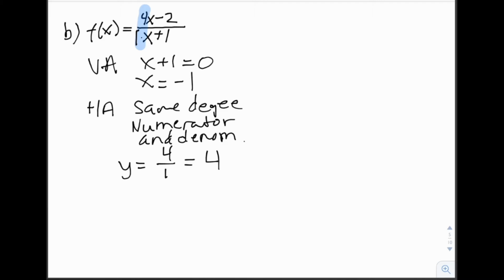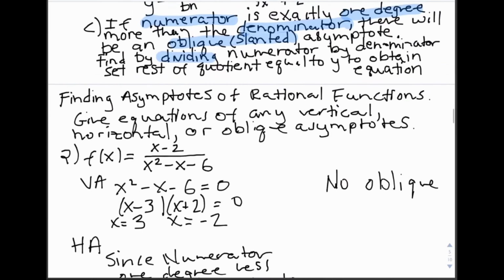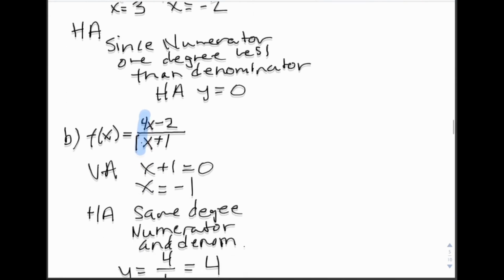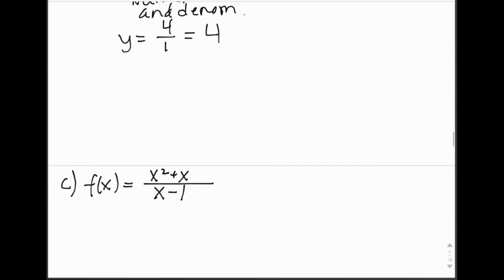Okay, and again, we're not going to have any oblique or slanted asymptotes because the condition that we needed in order for that to occur was that the numerator is exactly 1 degree more than the denominator, which is not the case. So again, we will have no oblique or slanted asymptote. Okay, now we can look at part C.